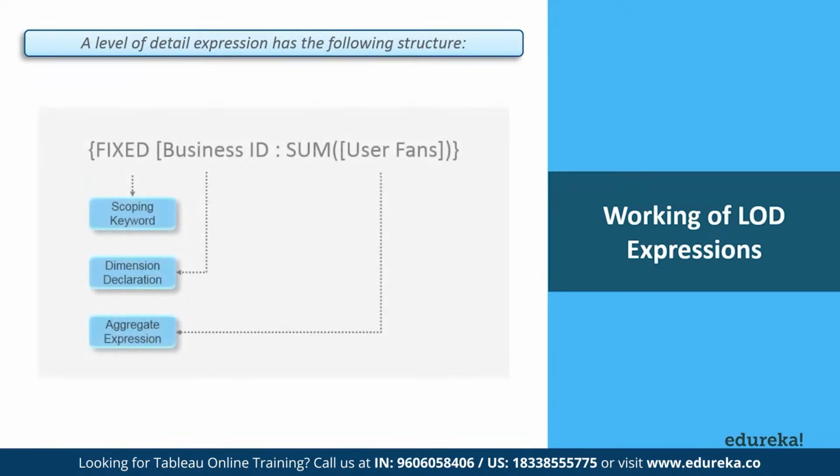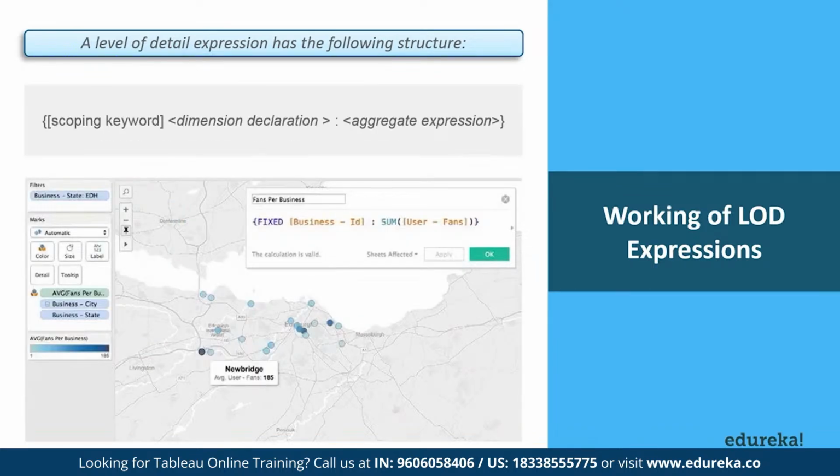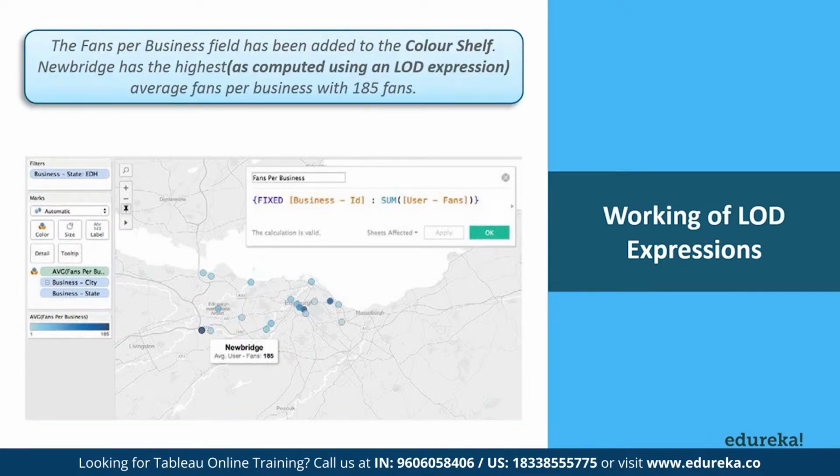Here is the structure given more clearly for the level of detail expression. Now, as a result of that, fans per business field have been added to the color shelf, and it shows that Newbridge has the highest, as computed using an LOD expression, average fans per business with 185 fans.